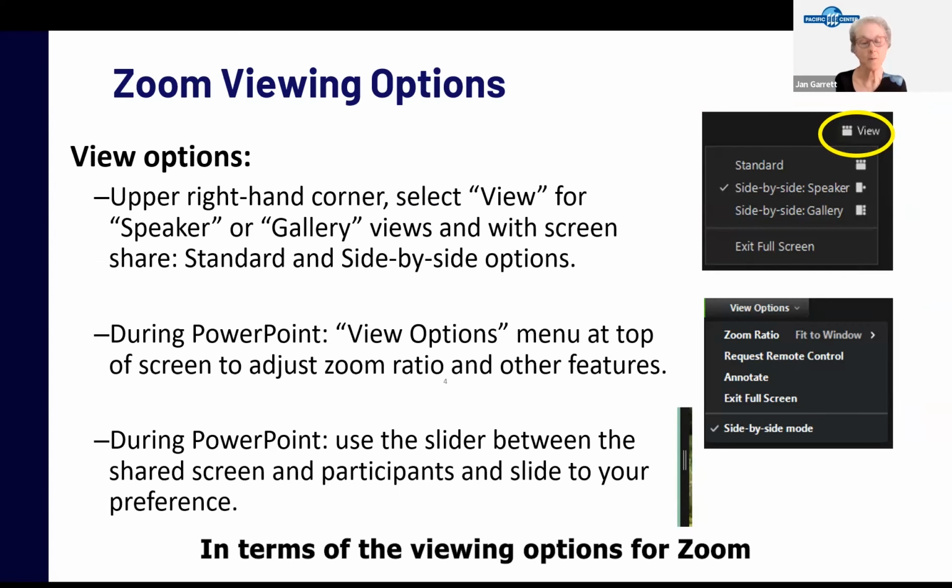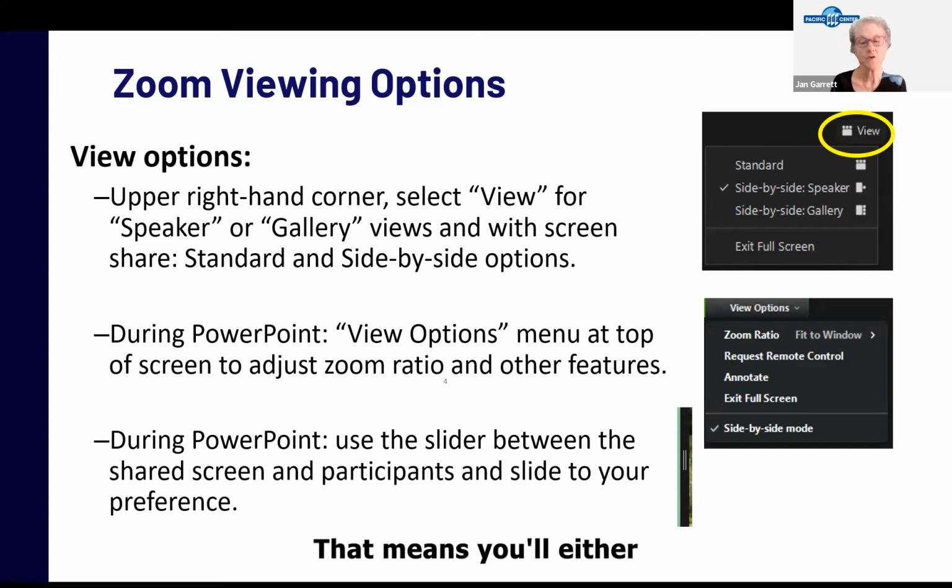In terms of the viewing options for Zoom, in the upper right-hand corner, you can select View for speaker or gallery views. That means you'll either see just the speaker or the whole gallery along with the slides. You can also do standard side-by-side options. In the PowerPoint View Options menu at the top of the screen, you can adjust the zoom ratio and other features. You can also use the slider between the shared screen and the participants to adjust how big you want the slides to be and how big you want the participants to be.